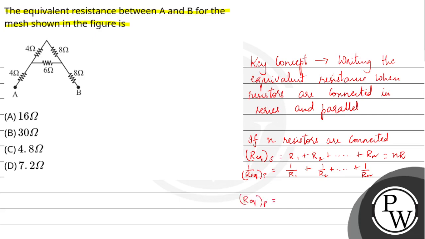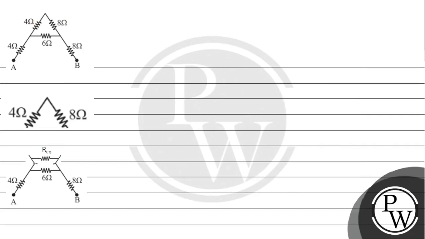तो इस क्वेश्चन को सॉल्व करने के लिए पहले ये जो मेश दिए हैं, ब्रांच बाय ब्रांच हम इक्विवेलेंट रेजिस्टेंस को कैलकुलेट करके फिर इक्विवेलेंट रेजिस्टेंस ऑफ द एंटायर मेश कैलकुलेट करेंगे. तो यहाँ पे we will first take the upper part of this mesh, जहाँ पे we have 4 ohms and 8 ohms connected in series.